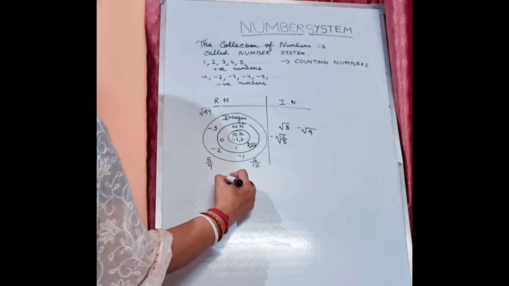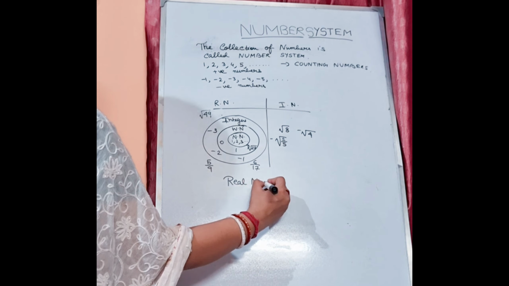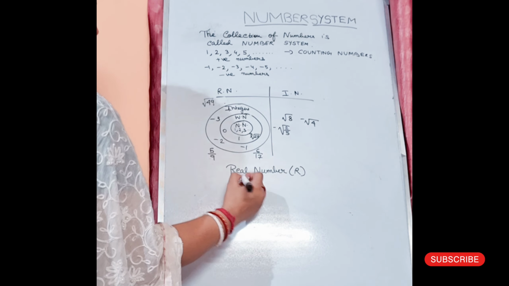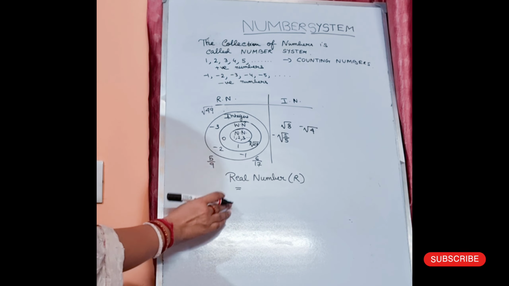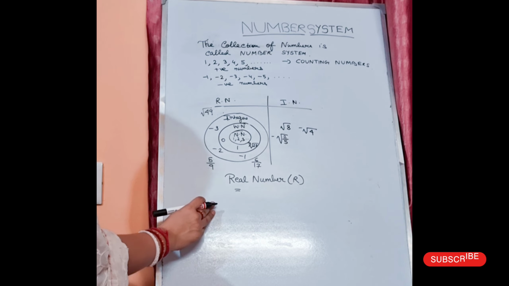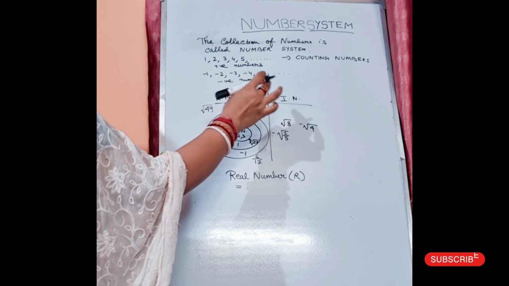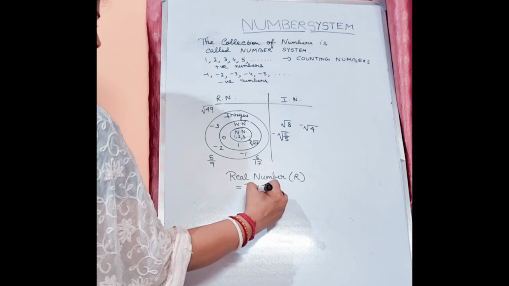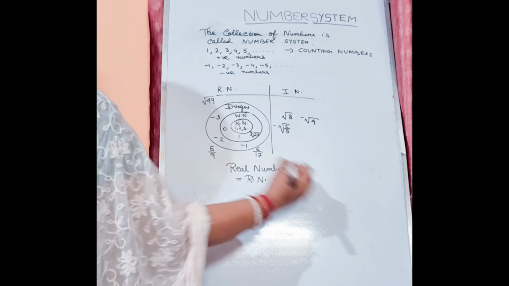When you talk about the real numbers, it is actually the entire number system, the entire line which we drew at the beginning of this session. I have drawn the number line. So that is the real number line. It comprises the rational numbers as well as the irrational numbers.